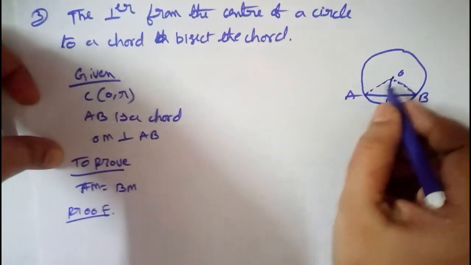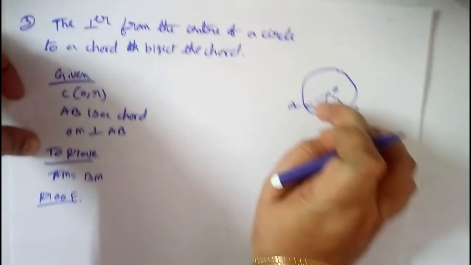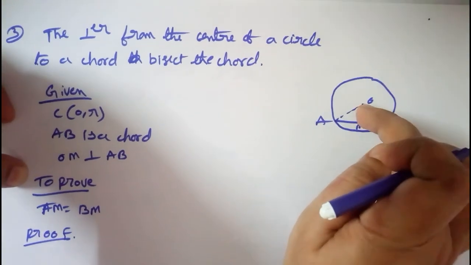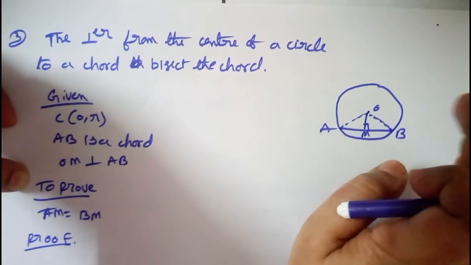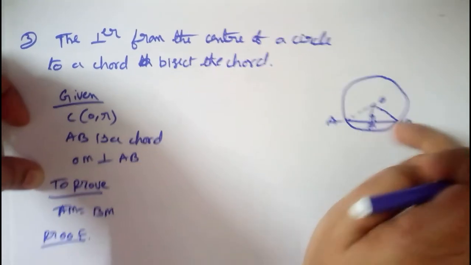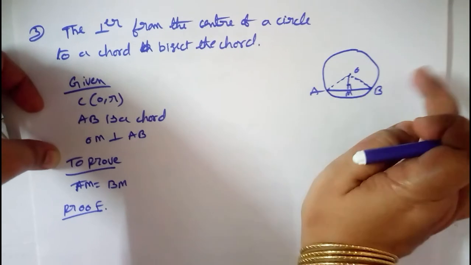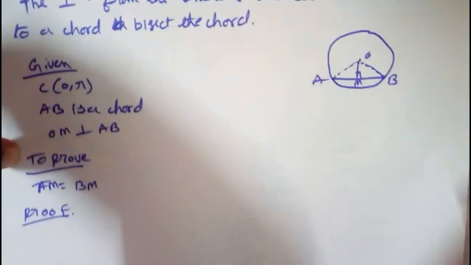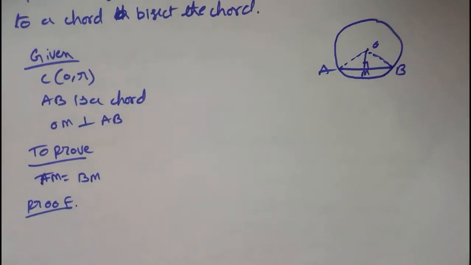Now in triangle AOM and triangle BOM, OA is equal to OB, radii of the same circle. OM is the common side, and angle OMA is equal to OMB because OM is perpendicular to AB, given, by RHS. These two triangles are congruent. Then AM is equal to BM, corresponding parts of congruent triangles.